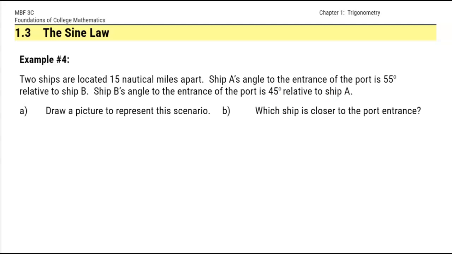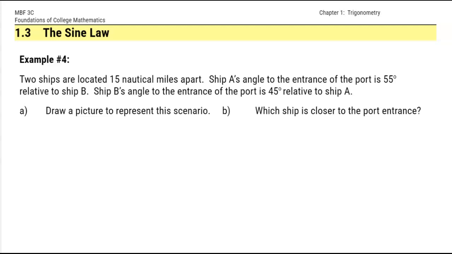So I think the best course of action is to break this into small little chunks and then to draw a picture. And luckily part A of this question asks us to do that. But you may encounter problems where they don't specifically ask you to do this. I would highly recommend that you do. All right, so I'm going to start with this first little bit. Two ships are located 15 nautical miles apart. So I'm going to start by drawing a picture of that.